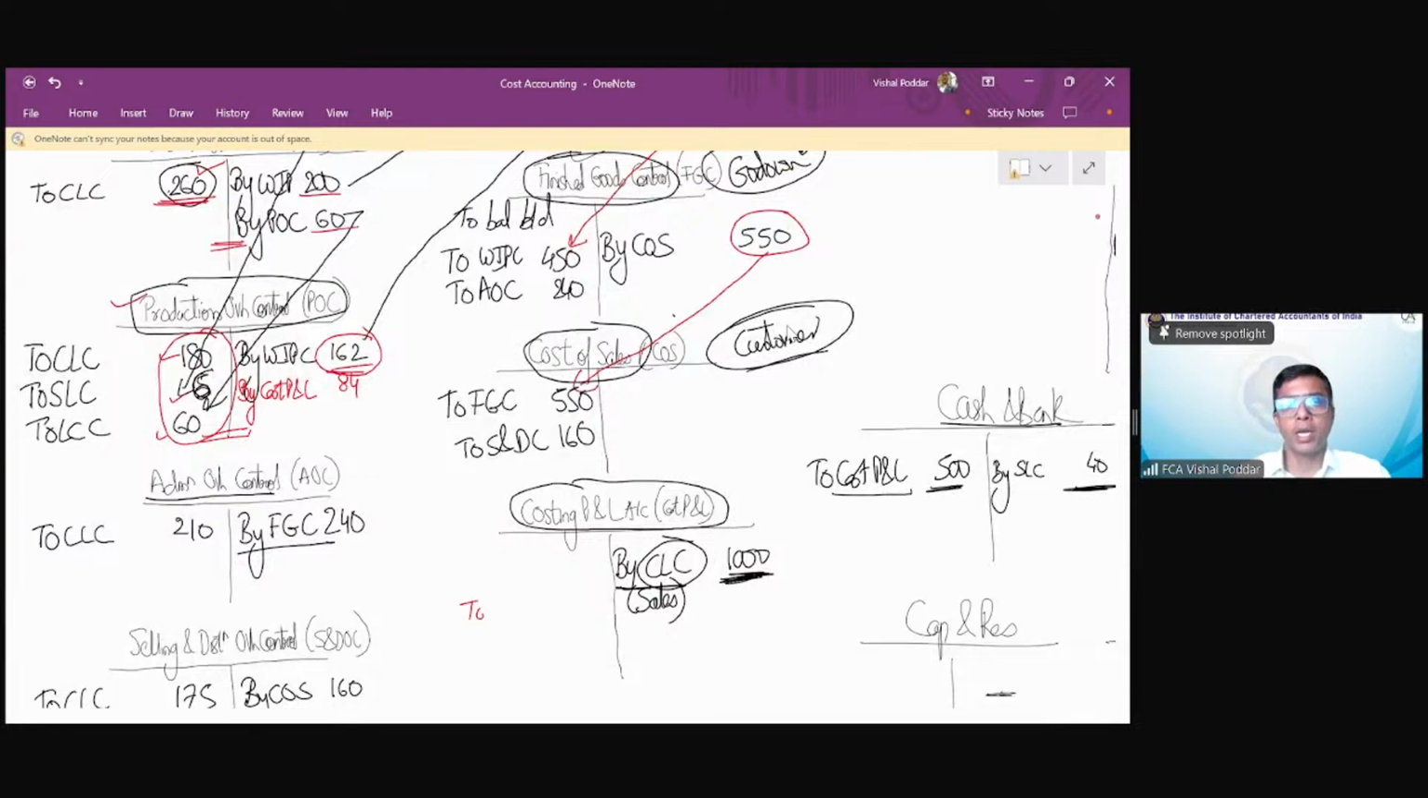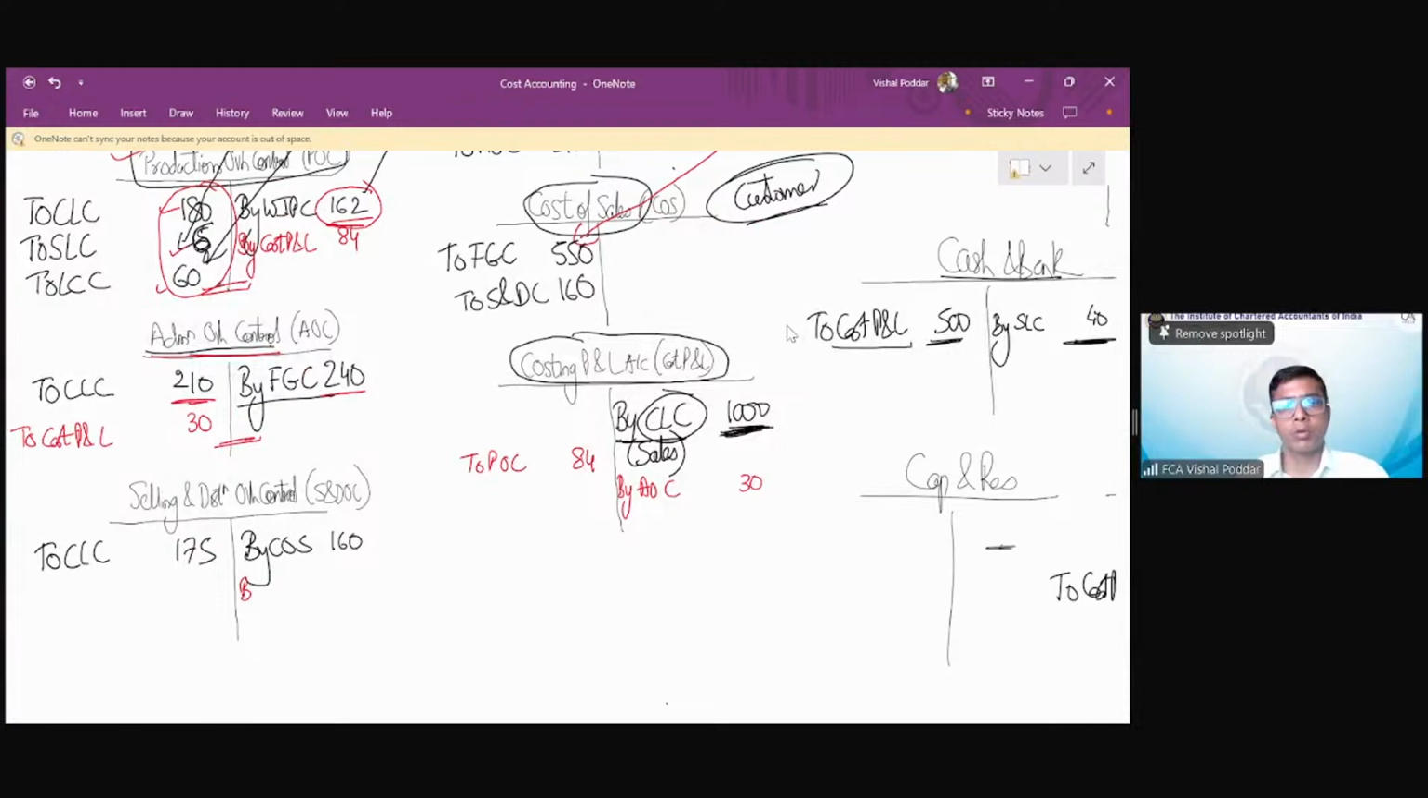So in costing P&L, I'll have to production overheads control the balancing figure. Similarly, in administration, you have paid less and charged more. So here it is over absorption. Again, it goes to costing P&L, the difference. So by administration overheads. And again, in selling and distribution overheads, whatever is the difference will go to costing P&L. This represents the difference, which is either profit or loss.